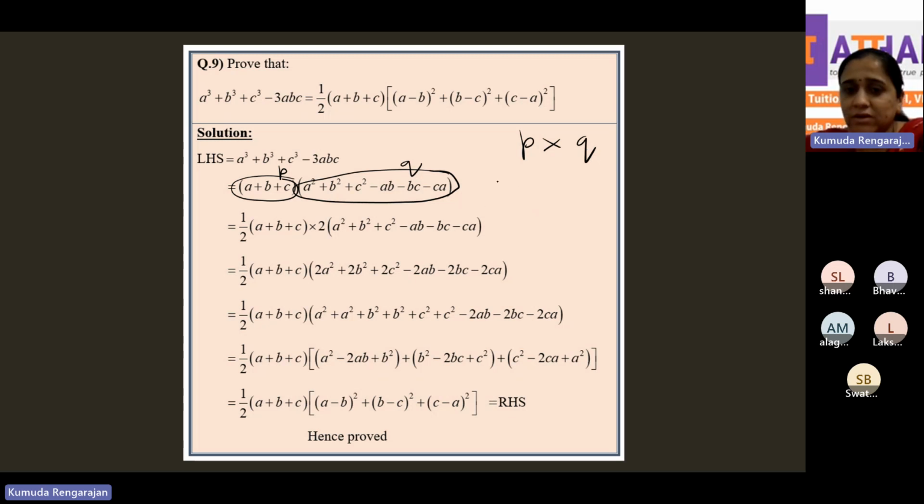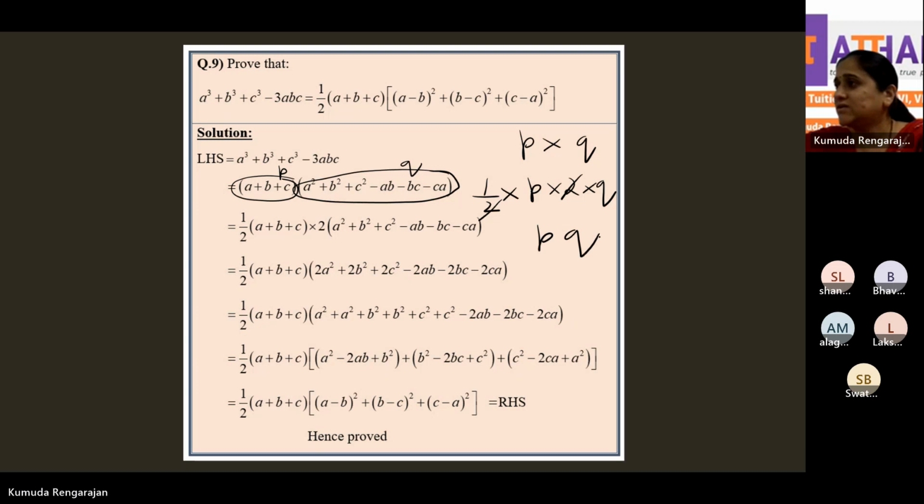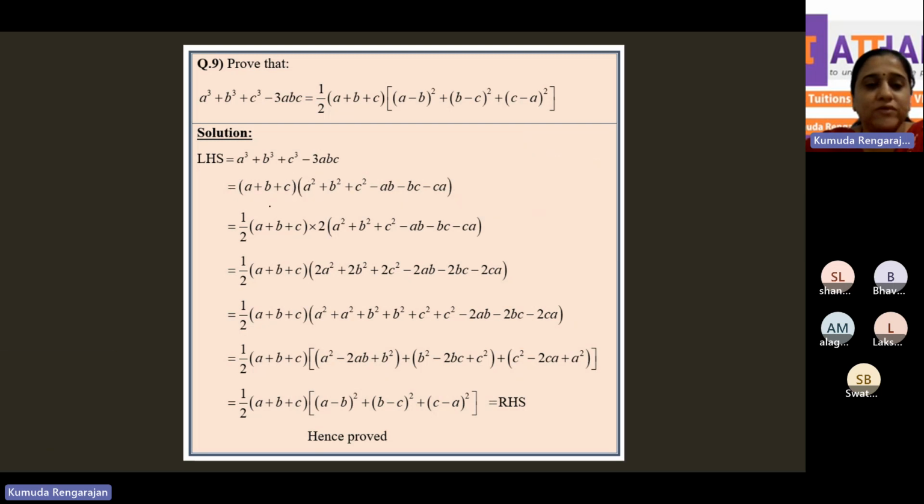What we're doing in the next step is half into P. How can you do that? You can't simply multiply by half, so into 2 into Q. So 2 and 2 will get cancelled. So what do you get? PQ only. Still PQ only. That's what we have done in the next step.